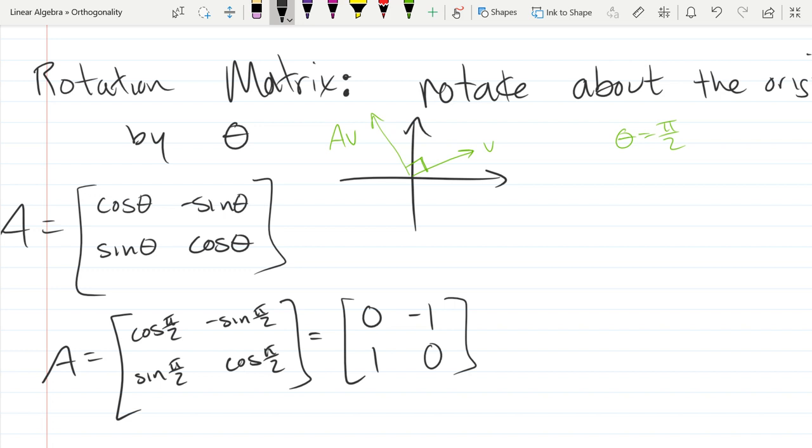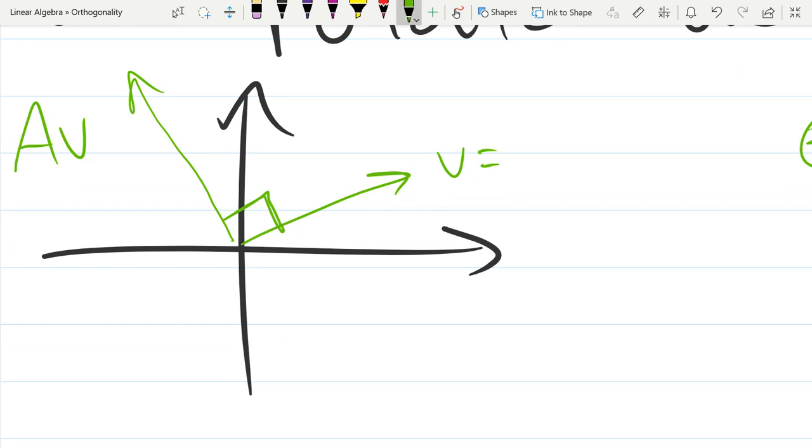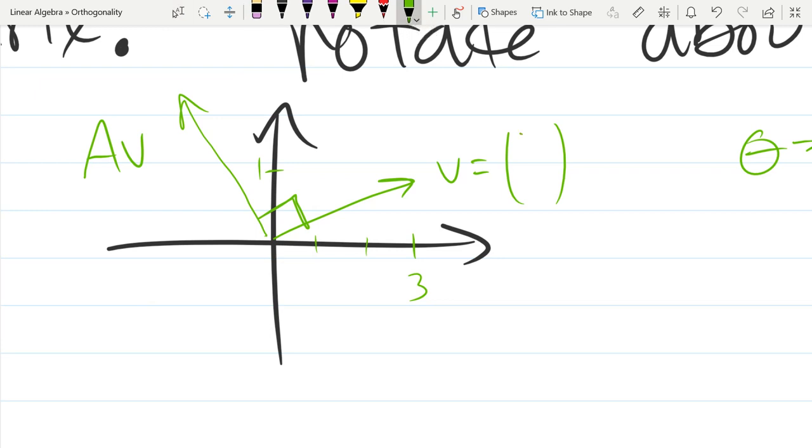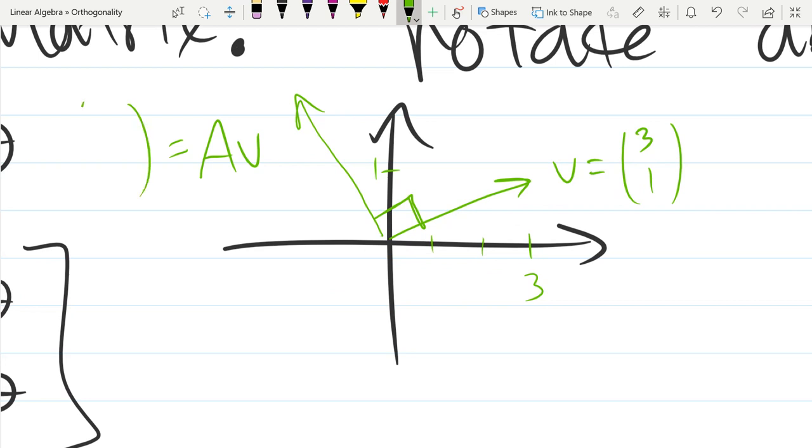All right, so this matrix should rotate our vector v. Now, I didn't write down coordinates for v, but what seems like some reasonable coordinates for me to fill in for v here? 3, 1, maybe? Sound reasonable? Looks pretty close to what it is. Maybe 2, 3, but we'll just go with 3, 1. So v is going to be 3, 1. What should the coordinates of Av equal, the rotated version?